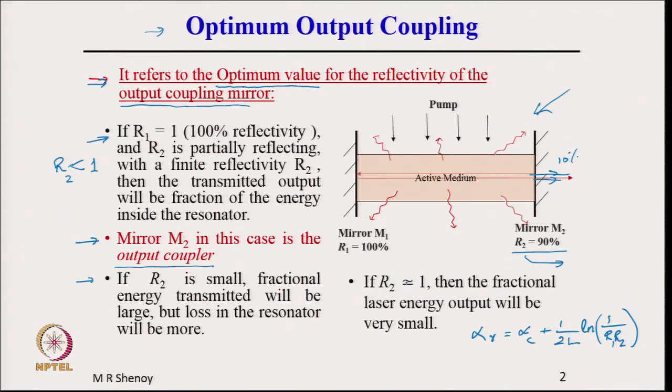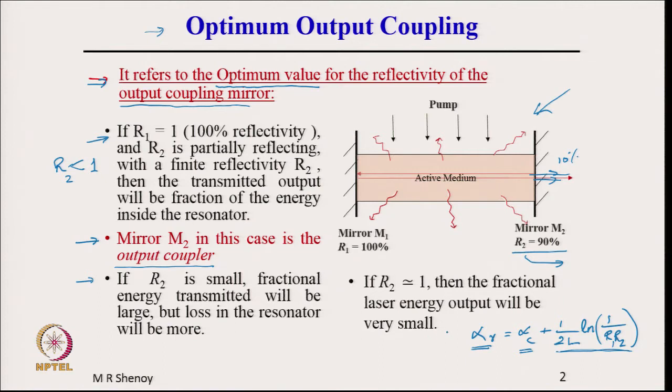If R1 and R2 are both 1, then ln 1 is 0, and therefore the second term will not contribute any loss, only the intrinsic loss alpha c. So, alpha r is the resonator loss coefficient, alpha c is the intrinsic loss coefficient, and the second term is the loss coefficient due to the finite reflectivity of the mirrors. If R2 is nearly equal to 1, for example 99%, which means 0.99, then only 1% of the energy inside the resonator would come out. So, the fractional laser energy output will be very small.